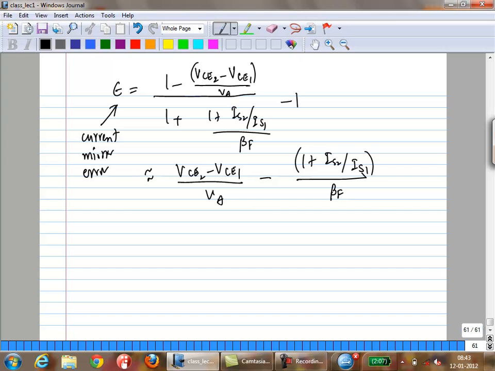What is the significance of this minus sign? It's actually fairly straightforward. If you have finite beta F, the current is always going to be lesser than the ideal value you want. Therefore you have a negative sign. The error is negative. However, this term depends on delta VCE. If VC2 is larger than VC1, then this error term is actually going to be positive, whereas if it is less, it's going to be negative. That you can clearly see from the previous graph.